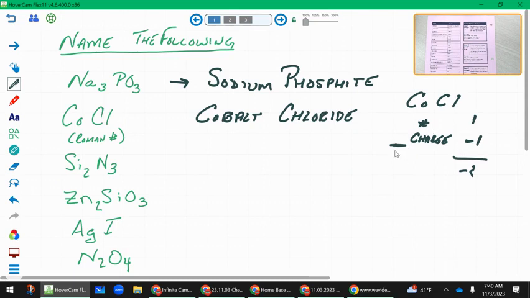That means that the positive part of this compound has to be a +1. Has to, because the total charge on a compound is always 0. We don't know what the charge is, but I do know how many cobalts there are. There is one of them. So what number times 1 gives me a +1?